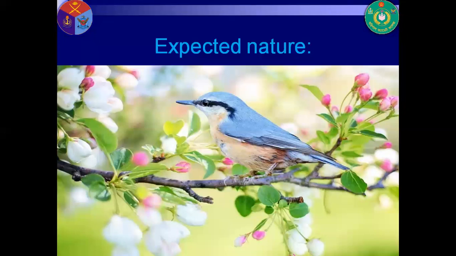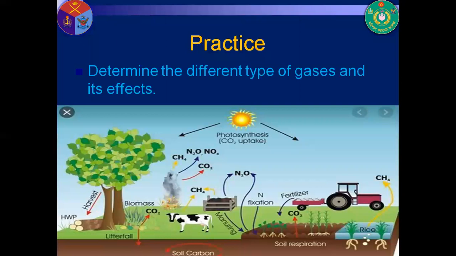So this is our expected world. Nature must be green. Several types of animals and birds are flying and walking, and it will be a very beautiful and very nice world. This is our expected world, so we should remove these types of pollutants from the environment. Several types of gases are here, so you need to define the effects of these gases. Already we discussed this.